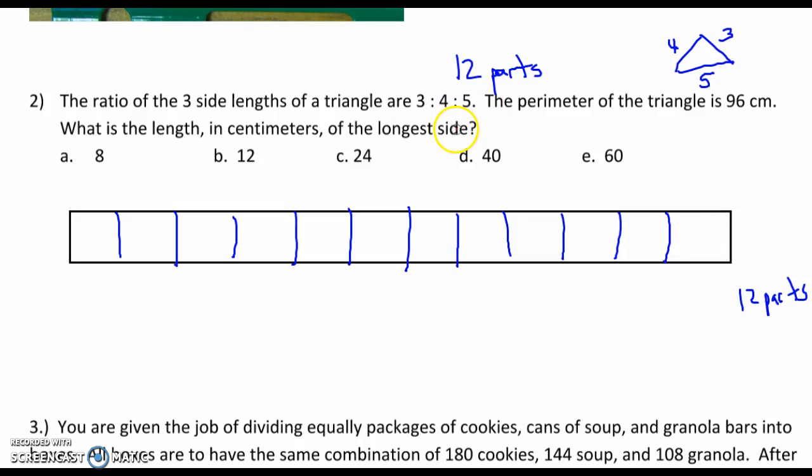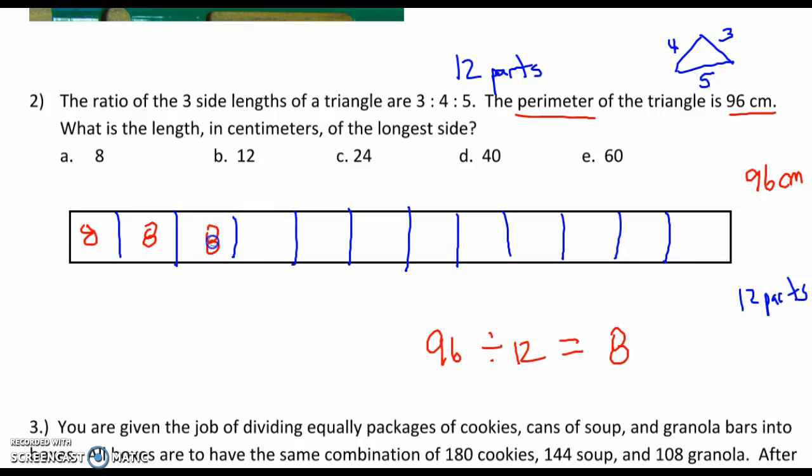There's 12 parts total in this three-part ratio. And what I know about this triangle is that the perimeter is 96 centimeters. So altogether, all around this triangle, it's going to be 96 centimeters. Now I can find out the value of every equal part in the ratio. I know this 96 centimeters is broken into 12 parts. So if I take 96 and divide it into 12 equal parts, that means every part is worth 8 centimeters. So this is 8, this is 8, this is 8, this is 8, this is also 8.